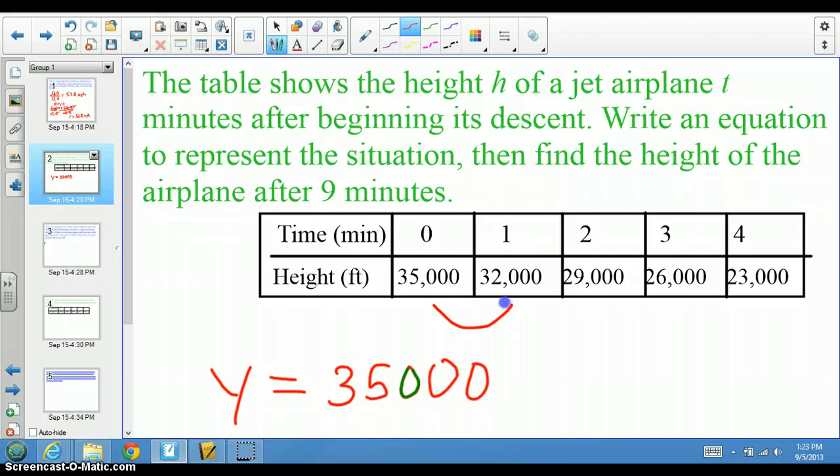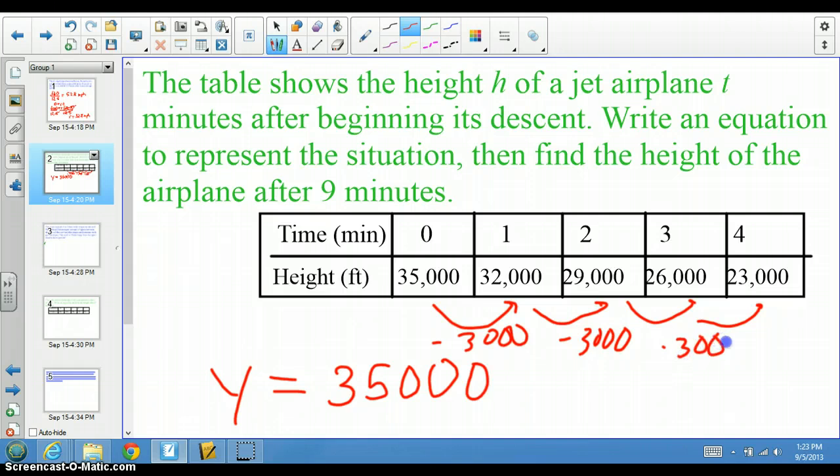Now if you look from each minute, look to see what your difference is. 35 to 32, you're subtracting 3,000. Same thing, 32 to 29, minus 3,000. You want all these changes to be the same. Okay? If you notice, between all five of these, their difference between each other is the same. So we are subtracting 3,000 feet every minute.